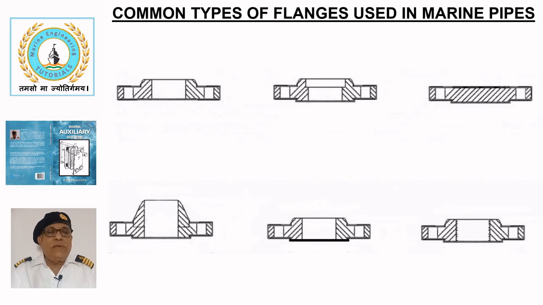Common types of flanges used in marine pipes. In marine piping systems, flanges are essential for connecting pipes, valves, pumps, and other equipment. They provide a reliable, leak-proof, and removable joint suitable for high pressure, high temperature, and corrosive environments. The sketch shows the common types of flanges used in marine piping systems.